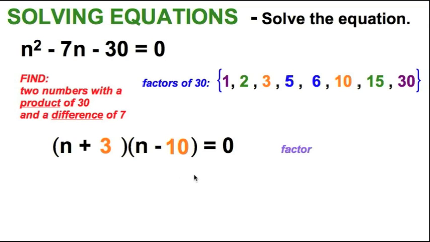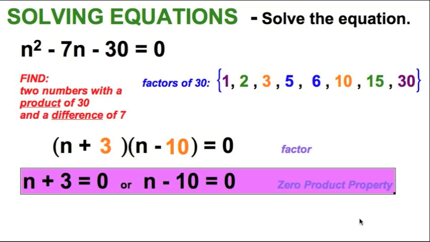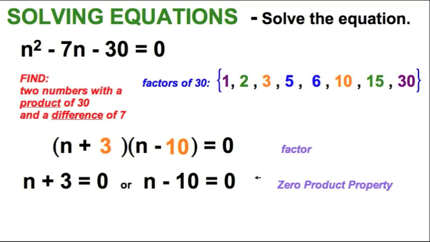But now we're going to use one more step, and this is called the zero product property. It tells me that if two numbers, in this case expressions, multiply together to make 0, either the n plus 3 is 0 or the n minus 10 is 0. Well, what two numbers satisfy that? That is, of course, going to be negative 3 makes the first expression 0 and positive 10 makes the other.